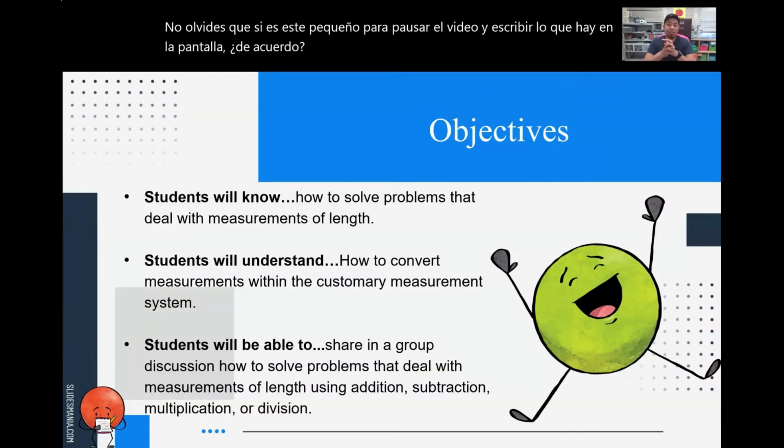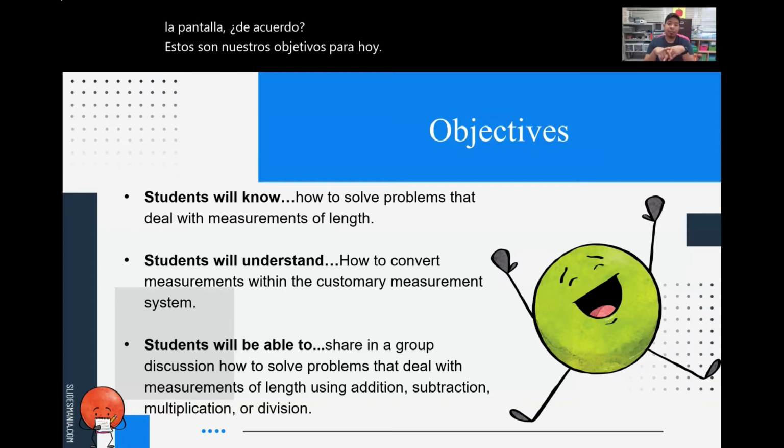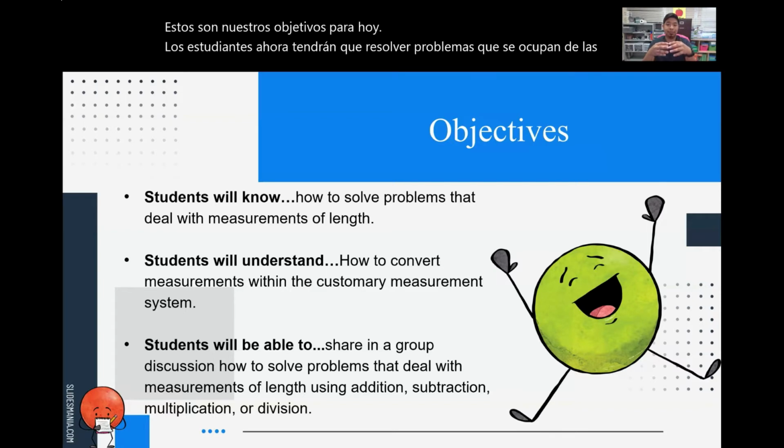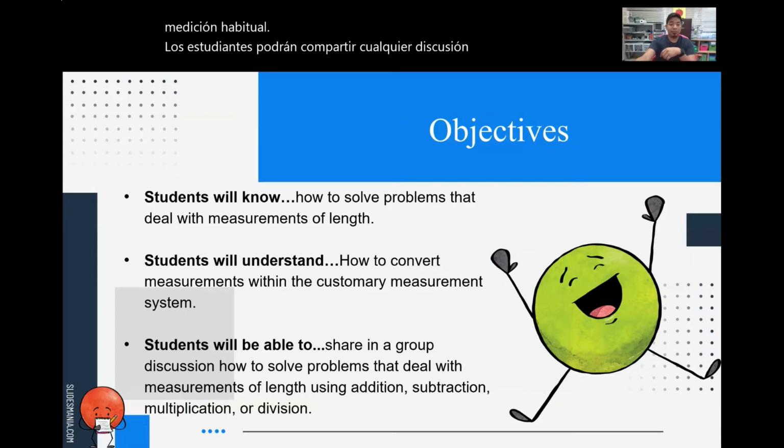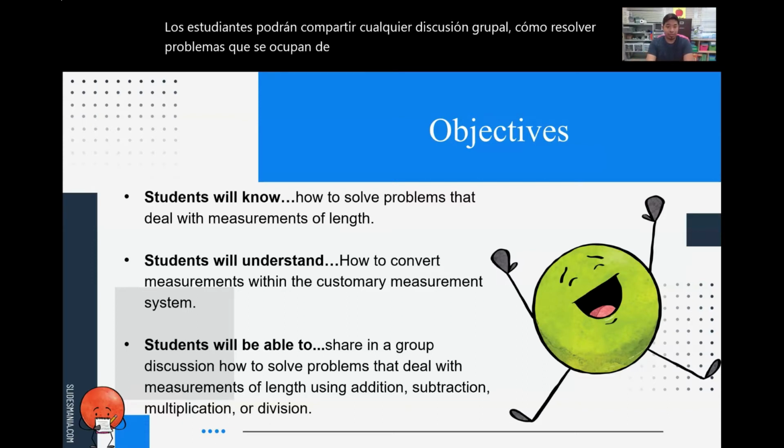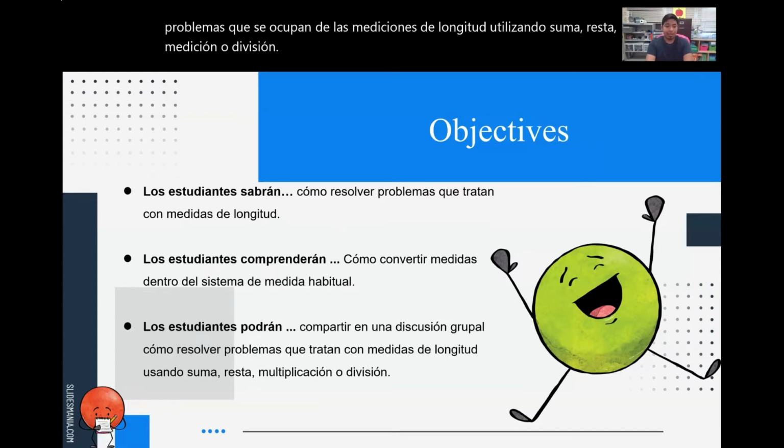Here are our objectives for today. Students will know how to solve problems that deal with measurements of lengths. Students will understand how to convert measurements within the customary measurement system. Students will be able to share in a group discussion how to solve problems that deal with measurements of length using addition, subtraction, multiplication, or division. And here it is in Spanish, just in case you need it.